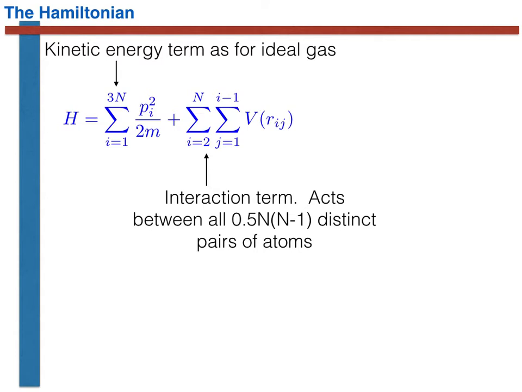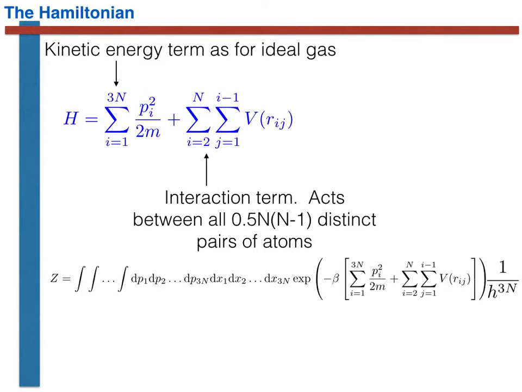When we insert this Hamiltonian into our expression for the canonical partition function, we get the equation shown at the bottom of the slide. As discussed in the video on the ideal gas, the atoms can take any position within the volume V, and the momentum of each atom in each of the three Cartesian directions can take any value between -infinity and +infinity. The partition function is thus the 6n-dimensional integral shown here.